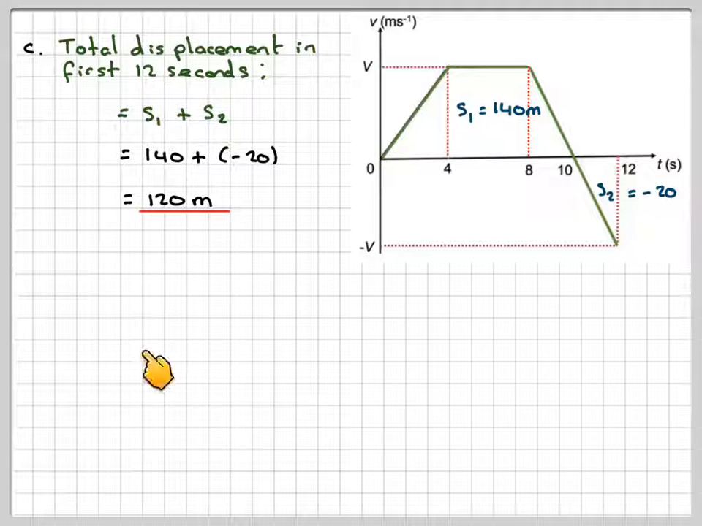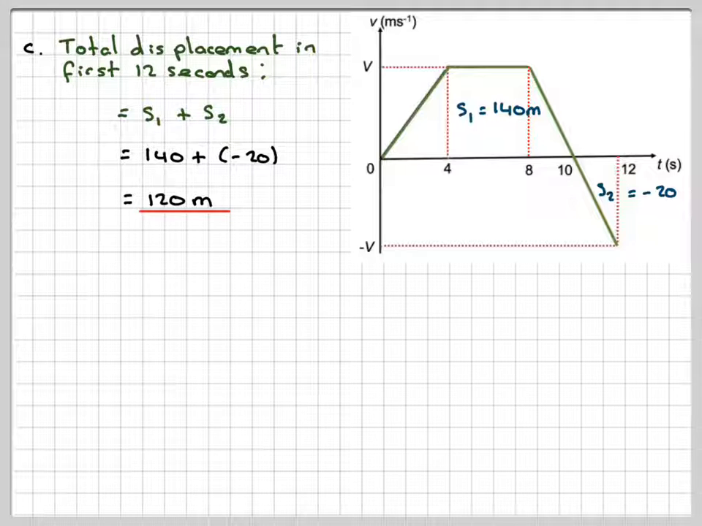So it's a sort of motion where it goes forward and then starts going back on itself. Therefore the displacement will be slightly less than the total distance travelled. If it's gone forward and then back, that's the total distance. If it's gone forward and then back, this will be the displacement.